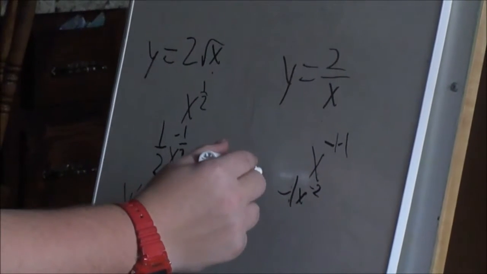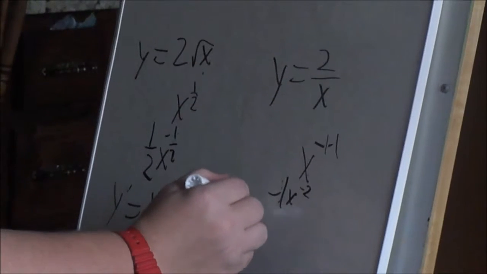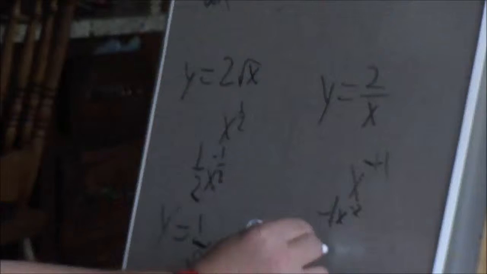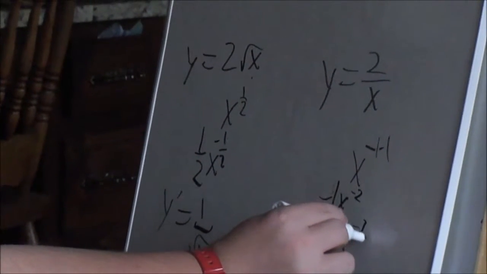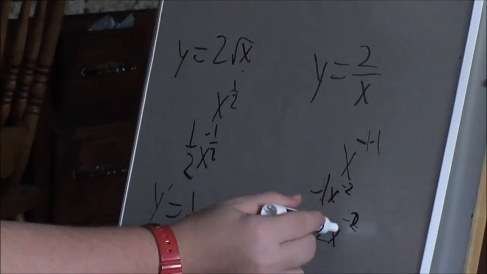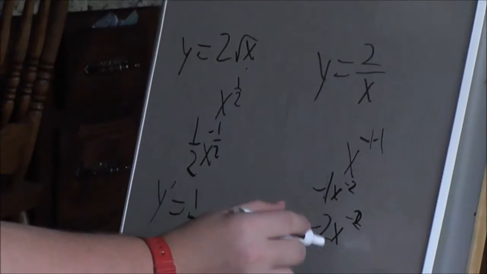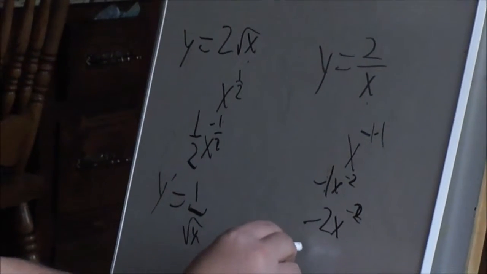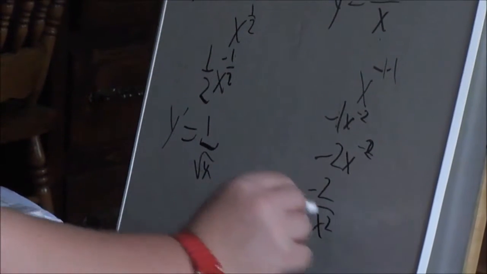Then you multiply the 2 back into it, because it was constant. So then that would give you the negative 2x to the negative 2. And since the exponent is negative, you change the x back into dividing by. So it would be negative 2 over x squared.